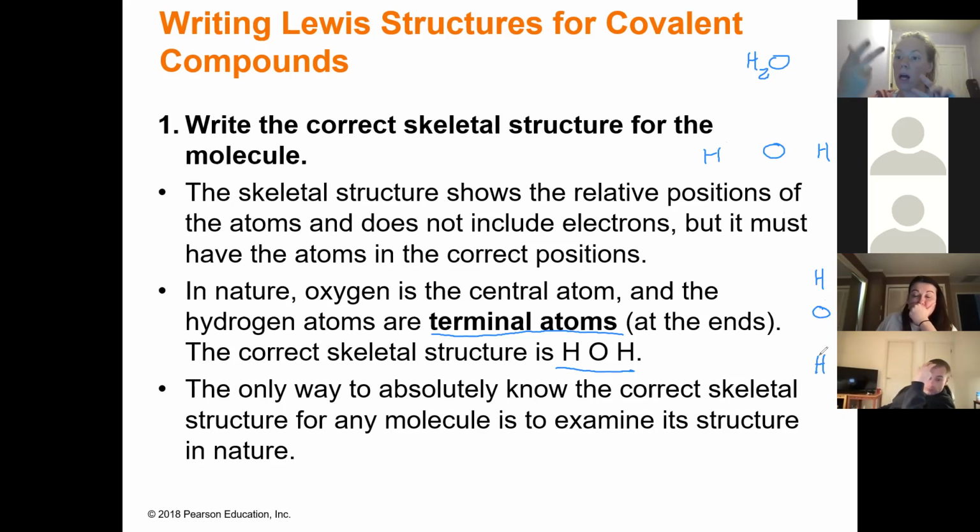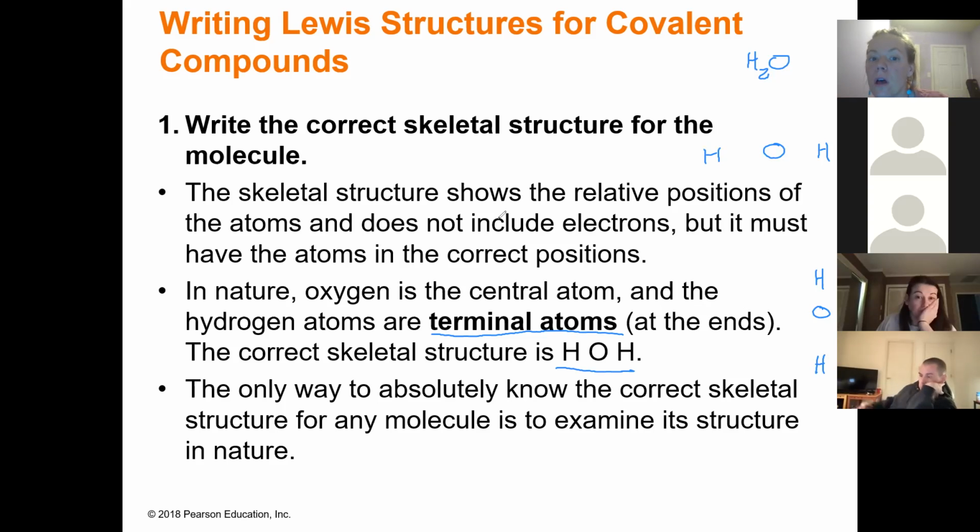These are 3-dimensional molecules that you can rotate in space. So if I see this and I see this, I am seeing the same thing. The only way to know the absolute correct skeletal structure is to examine the structure in nature using a microscope or something, an electron microscope. But we're good just with this idea of hydrogen liking to be on the outside.